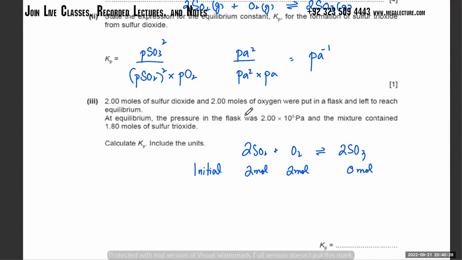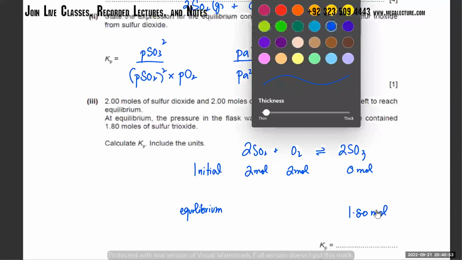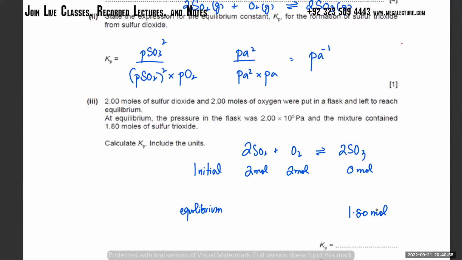At equilibrium, the pressure in the flask was 2 times 10 power 5 and the mixture contained 1.8 moles of sulfur trioxide. That's the only information provided for equilibrium. So what does that mean? You started off with 0, now you've got 1.8. It means that 1.8 got produced, right? Is that clear?